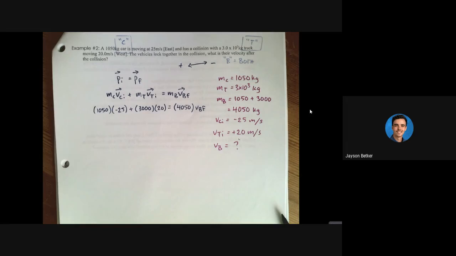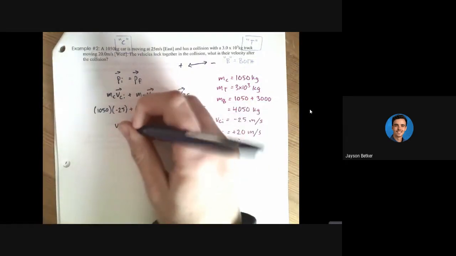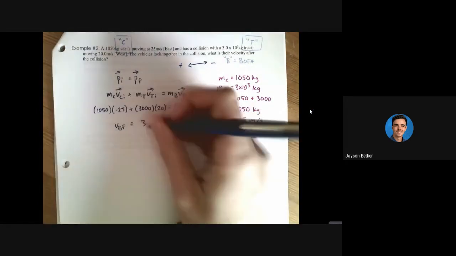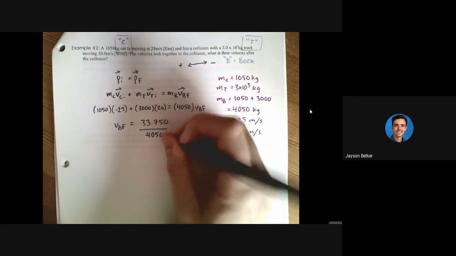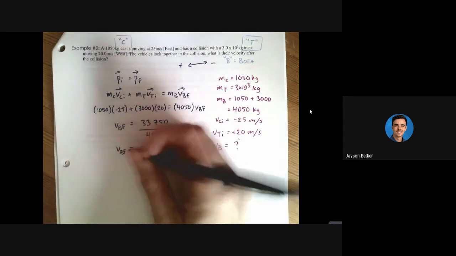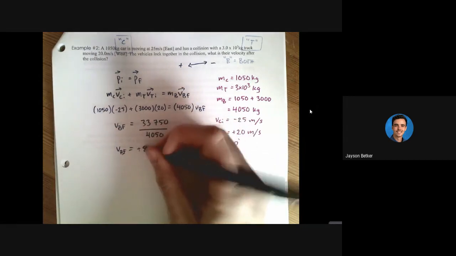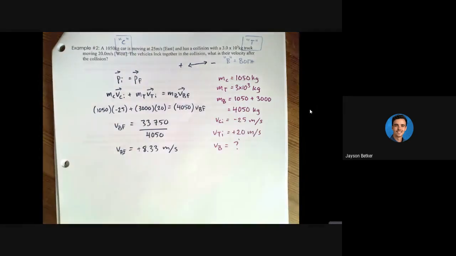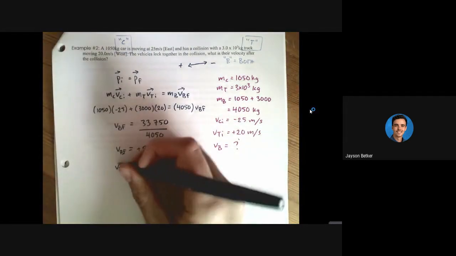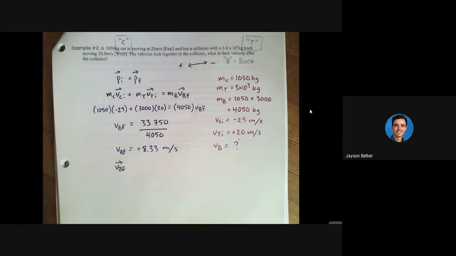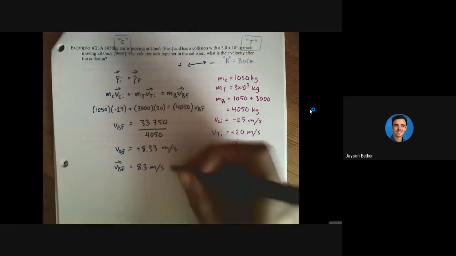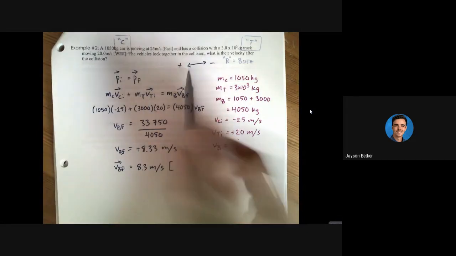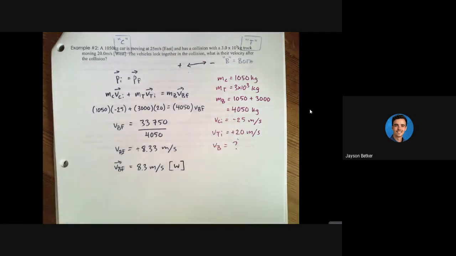And then if I divide by 4,050, let's write this out. V_BF equals, so I did this whole side here, 33,750, and then I divide by 4,050 on both sides. What I get is that V_BF is equal to positive 8.33 meters per second. So to write this out as a vector for our final answer, we should have it in terms of 2 sig figs, so 8.3 meters per second, and it's positive, which means that it is going to the west. So our final answer should be 8.3 meters per second west.